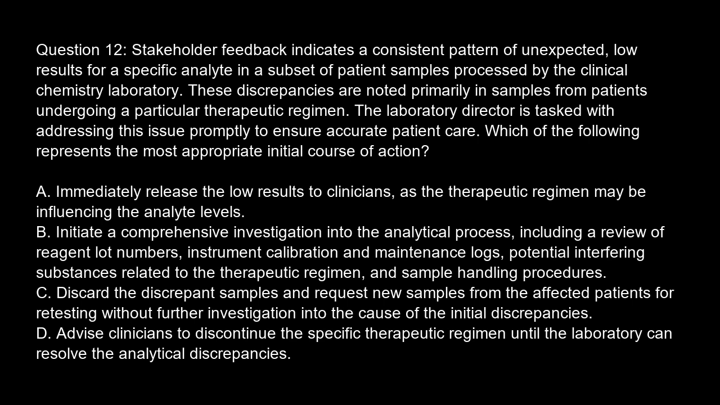Option A. Immediately release the low results to clinicians, as the therapeutic regimen may be influencing the analyte levels. Option B. Initiate a comprehensive investigation into the analytical process, including a review of reagent lot numbers, instrument calibration and maintenance logs, potential interfering substances related to the therapeutic regimen, and sample handling procedures. Option C. Discard the discrepant samples and request new samples from the affected patients for retesting without further investigation into the cause of the initial discrepancies. Option D. Advise clinicians to discontinue the specific therapeutic regimen until the laboratory can resolve the analytical discrepancies.